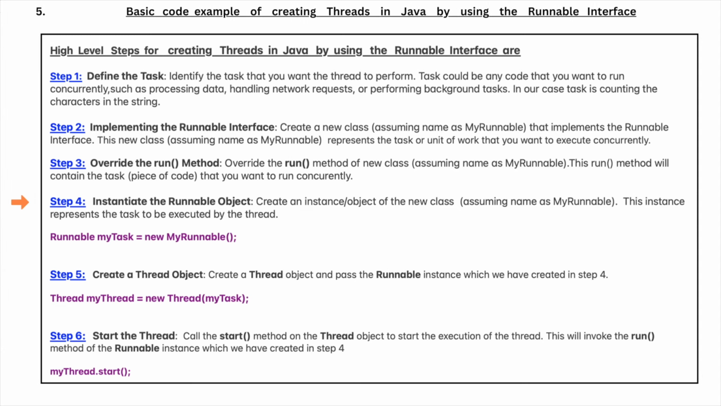Step 4. Instantiate the runnable object. Create an instance or object of the new class, assuming the name as MyRunnable. This instance represents the task to be executed by the thread.